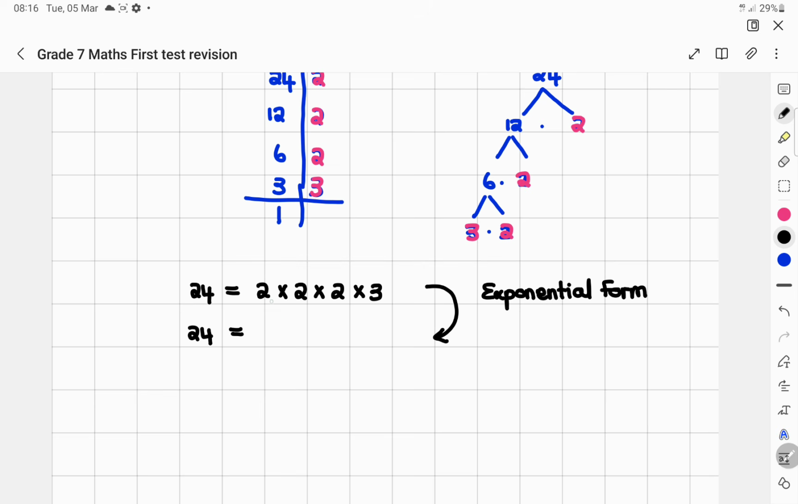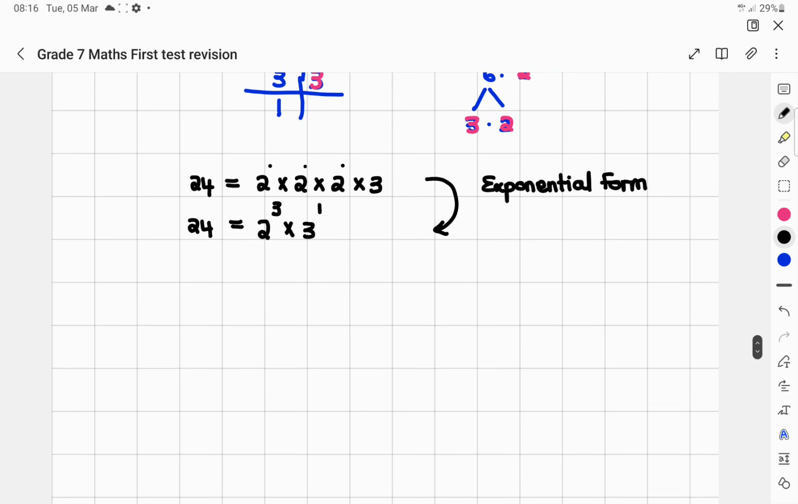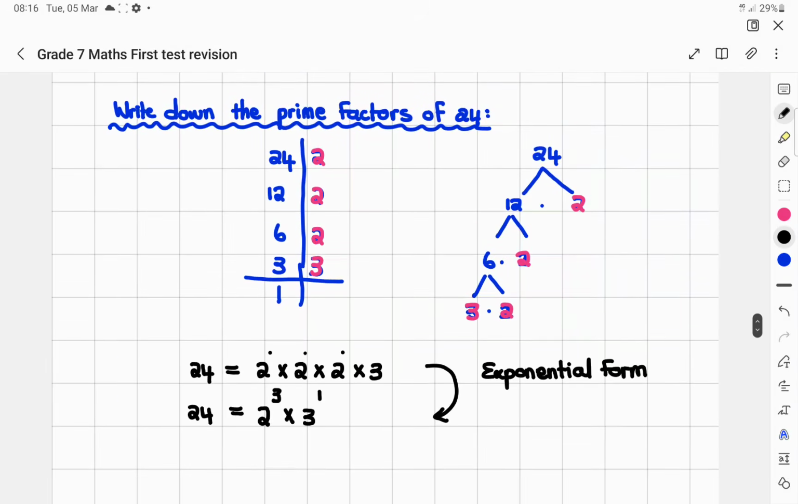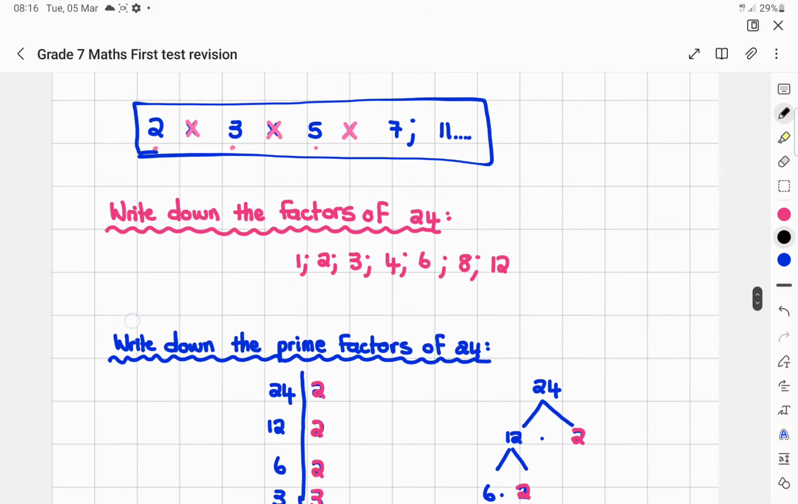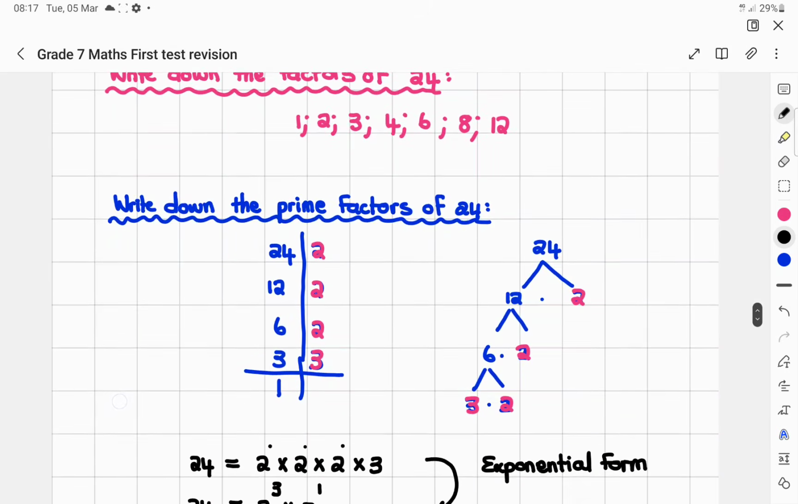So 24 is made up out of, so how many 2's are there? 1, 2, 3. So it's going to be 2 to the power 3 times 3 to the power of. If there's only 1, you can only write 3, or you're more than welcome to put a little 1 over there. Okay, so that is the way that you write the prime factors. And just the factors are numbers that divide 24 without leaving a remainder. Okay, so just to show you the difference of those two, if you get asked that in a test.